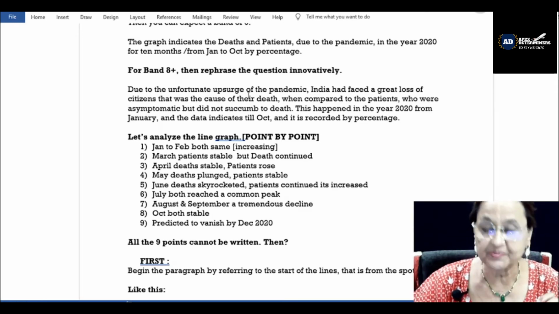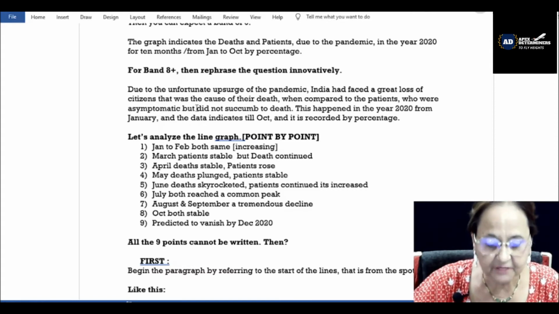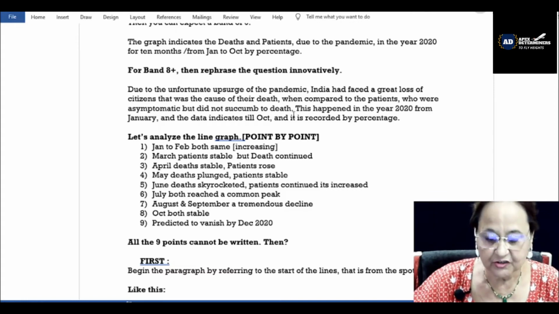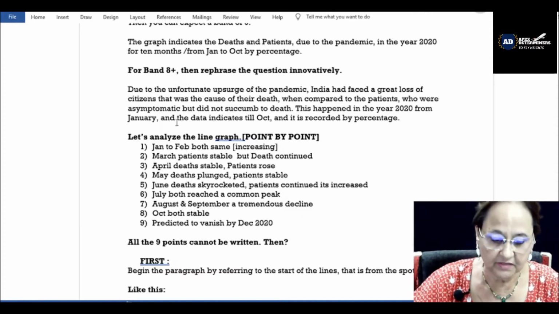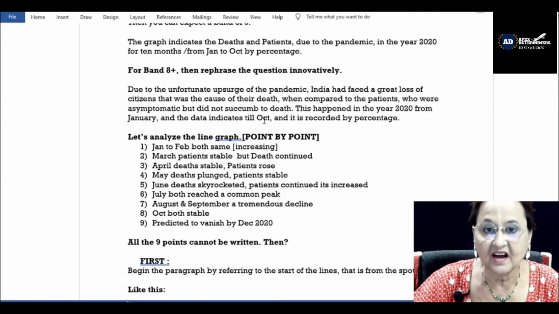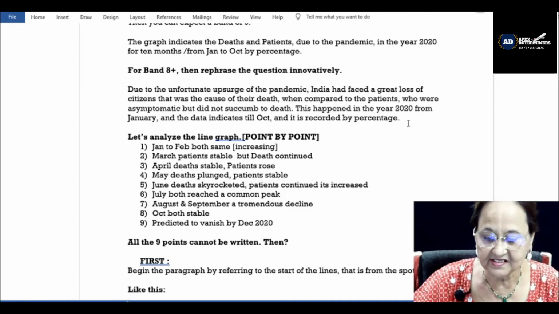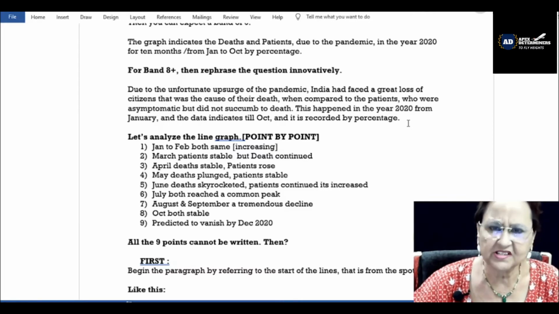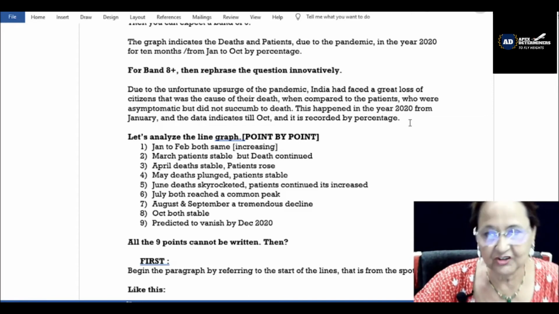Now for an 8+ band, rephrase the question innovatively like this. Due to the unfortunate upsurge of the pandemic, comma, India had faced a great loss of citizens that was the cause of their death, comma, when compared to the patients, comma, who were asymptomatic but did not succumb to death, full stop. This happened in the year 2020 from January, comma, and the data indicates till October, and it is recorded by percentage. Now, when you read this introduction, it is very innovative, maybe a little too spicy or a little too exaggerative, but for the moment, let us accept this kind of introduction.